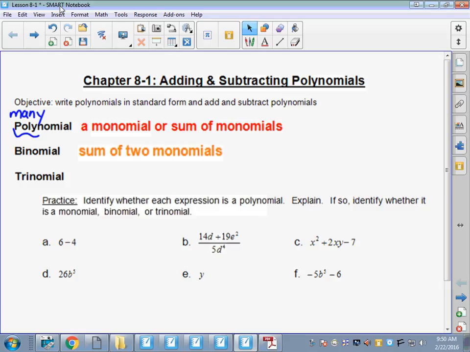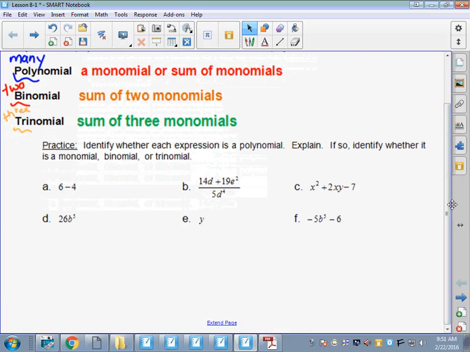A binomial, that prefix means 2, like a bicycle. So it's a sum of 2 monomials specifically. And a trinomial, tri means 3, like a tricycle. So a trinomial is a sum of 3 monomials exactly. Poly is any number. Binomials specifically 2 monomials, trinomials specifically 3 monomials. So these first practice, identify if it's a polynomial and explain, and identify if it is a monomial, a binomial, or a trinomial. So 6 minus 4, if we just look at it, remember constants, numbers, can be monomials.